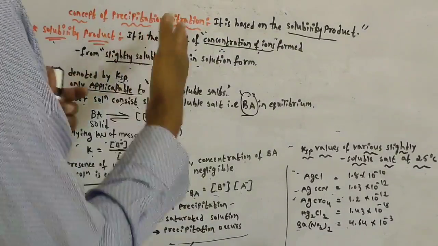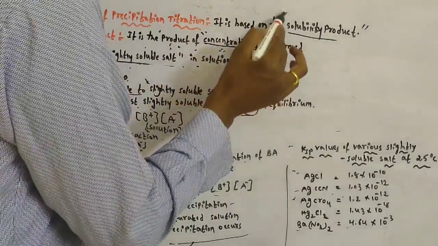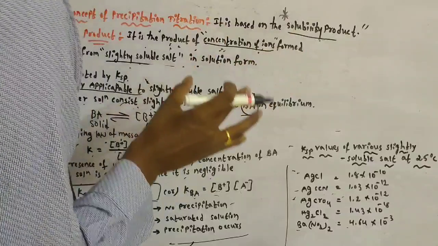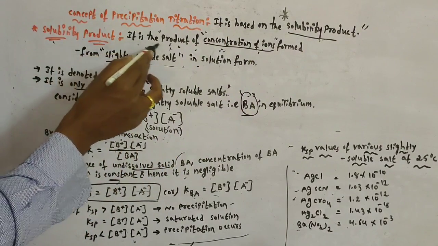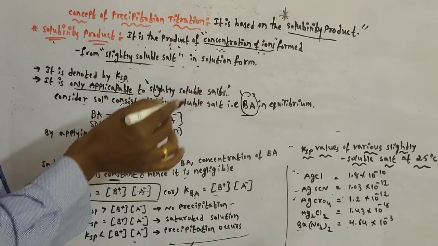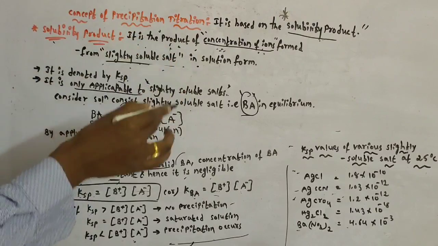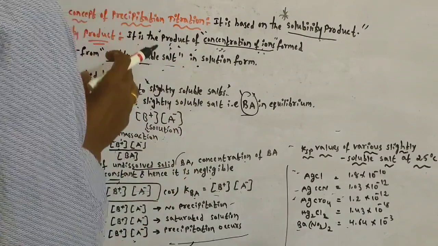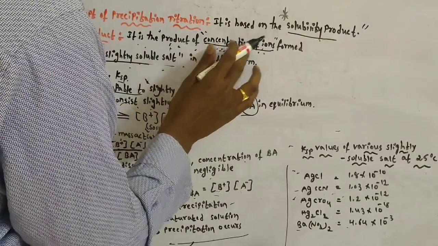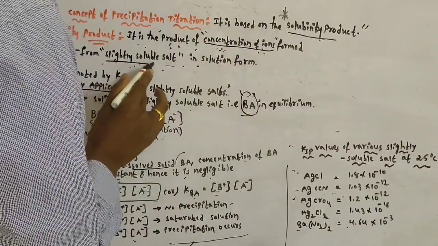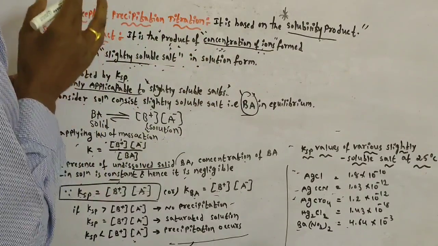Then the concept of precipitation titration, which is very important. The concept of precipitation titration depends upon the solubility product. What is meant by solubility product? It is the product of the concentrations of ions formed from a slightly soluble salt, that is, a sparingly soluble salt, in solution. That is known as the solubility product.